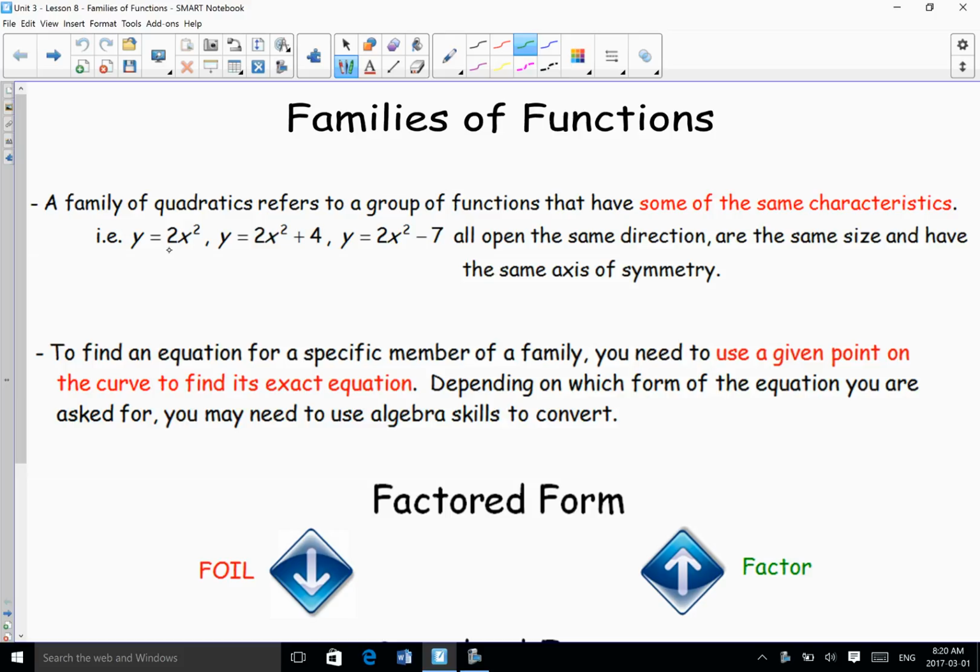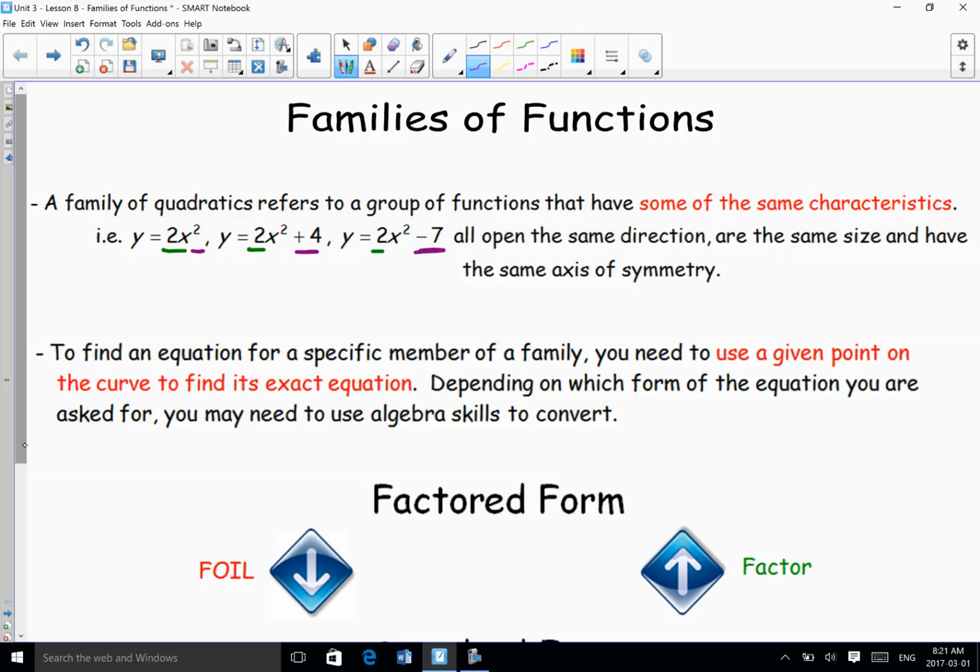So for example, this group here, we have an a value of 2 for all three of them. Well, the a value of 2 tells us they all are going to open up. They're all going to be the same size, same step pattern. And because none of them have brackets, they all have the same axis of symmetry. They're all x equals 0. Obviously, they have some differences too. This one has a y-intercept of -7. This one's at +4. This one's at 0. And they all have different vertexes. Those are some different things. Our objective today is to figure out the equations of these.